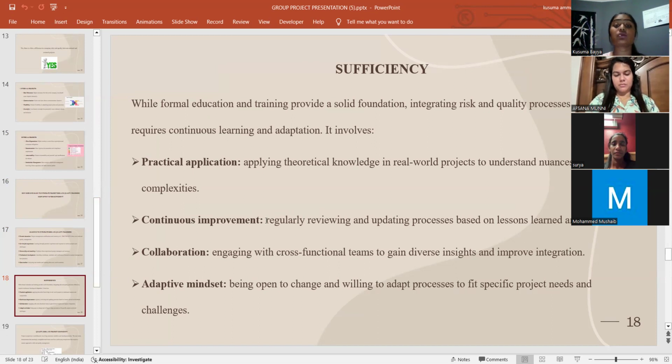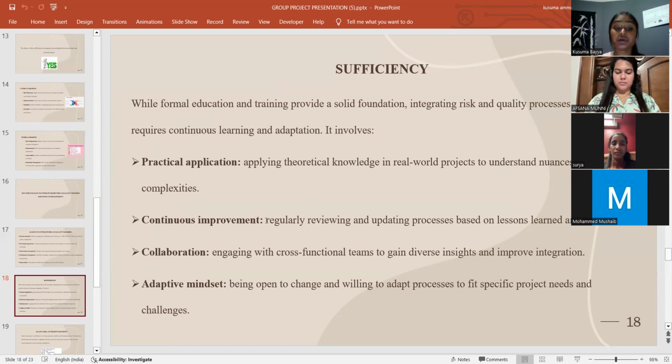The major part of this is sufficiency, in which formal education and training provide a solid foundation. Integrating risk and quality processes effectively requires continuous learning and adaptation, which involves practical application, continuous improvement, collaboration and adaptive mindset. When it comes to practical application, applying theoretical knowledge in real world projects to understand complexities.